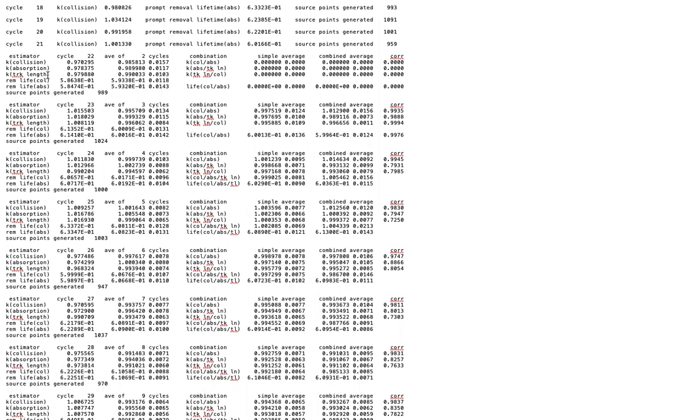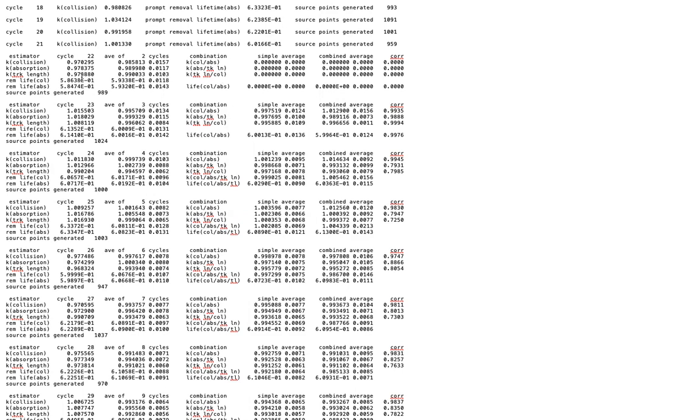So it's giving you the estimator for K collision, K absorption, K track length. And here it gives you the simple average of collision and absorption estimators. And it gives you the absorption and track length. Okay, you'll see this in the next cycle because it's going to take an average of 2 cycles, then of 3 cycles, then 4 cycles, then 5 cycles, 6 cycles, and we'll reach the end like that.